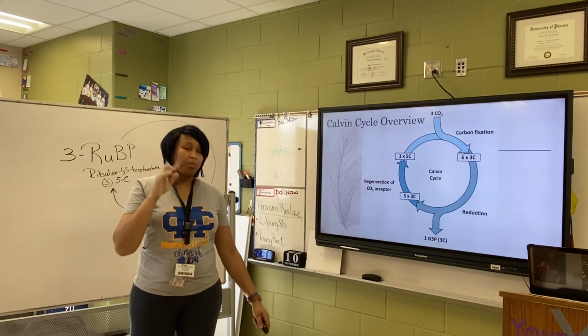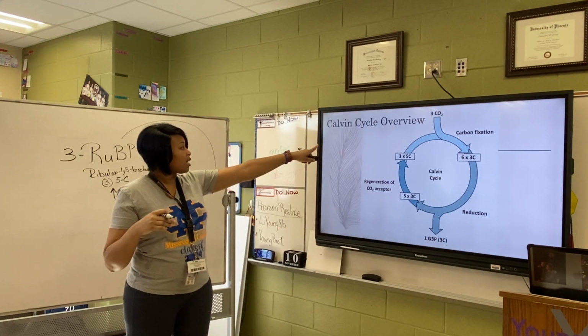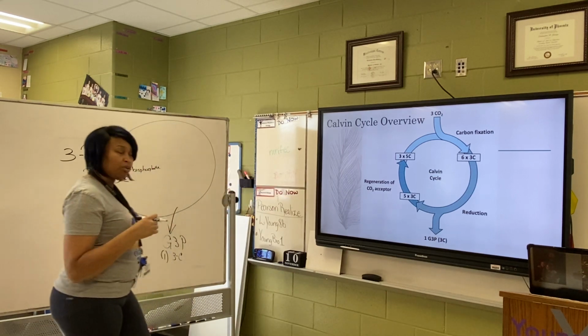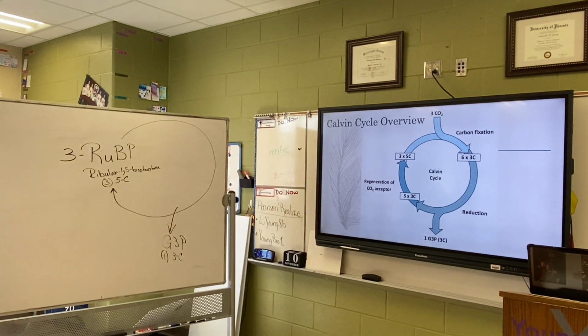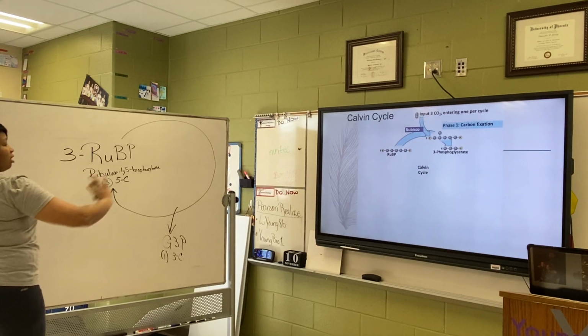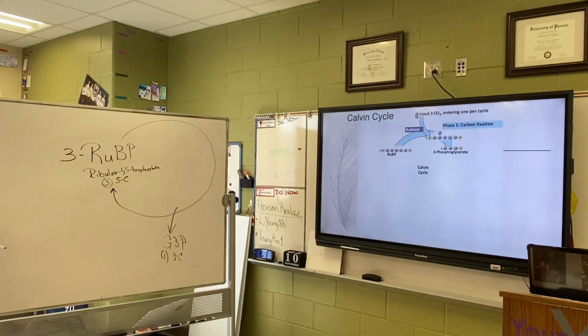So again, the process of the Calvin cycle: you have carbon fixation, reduction, and the regeneration of the carbon dioxide acceptor, which is ribulose 1,5-bisphosphate, or RuBP for short. So let's look at it in detail, okay? I'm going to be over here, PowerPoint over there. Hopefully you can see them both. If not, the PowerPoint is in Canvas.